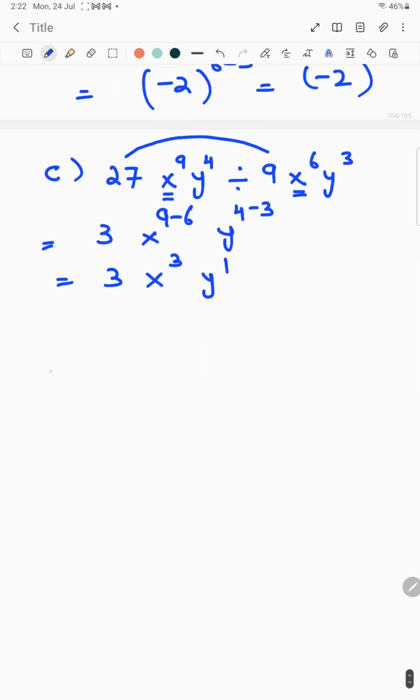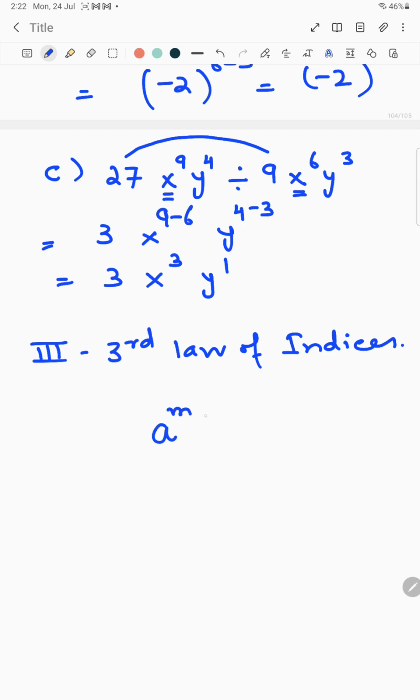Now we will discuss the third law of indices. According to the third law of indices, if you have a raised to power m whole raised to power n, the power will be multiplied with the power. These two numbers will be multiplied with each other. a raised to power m times n.